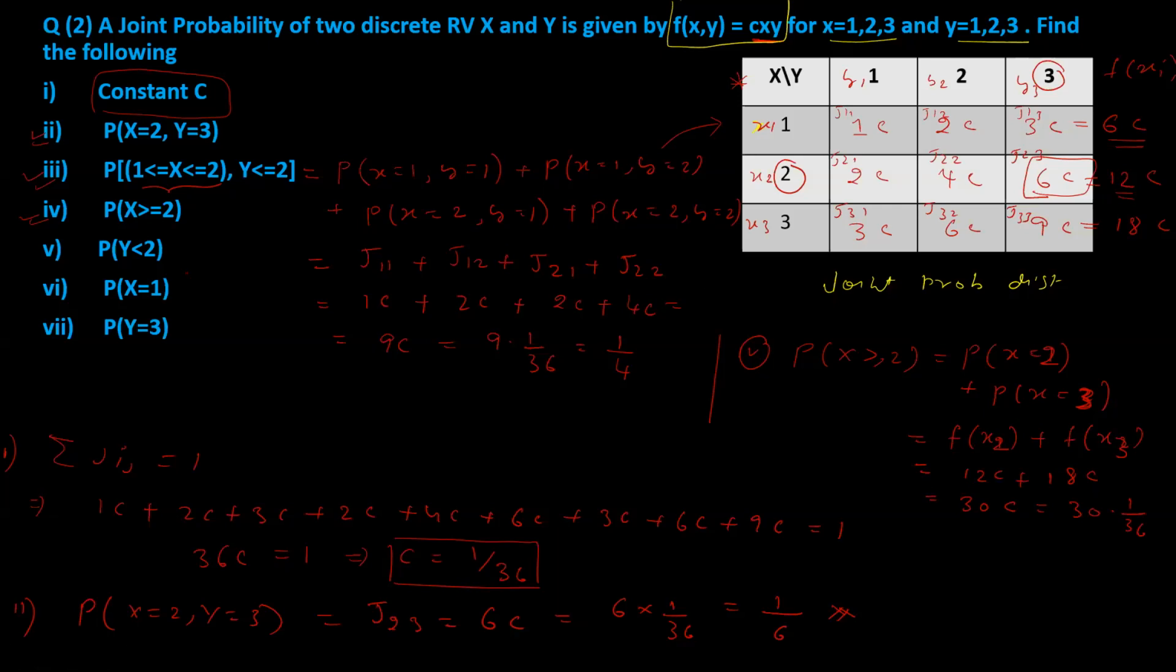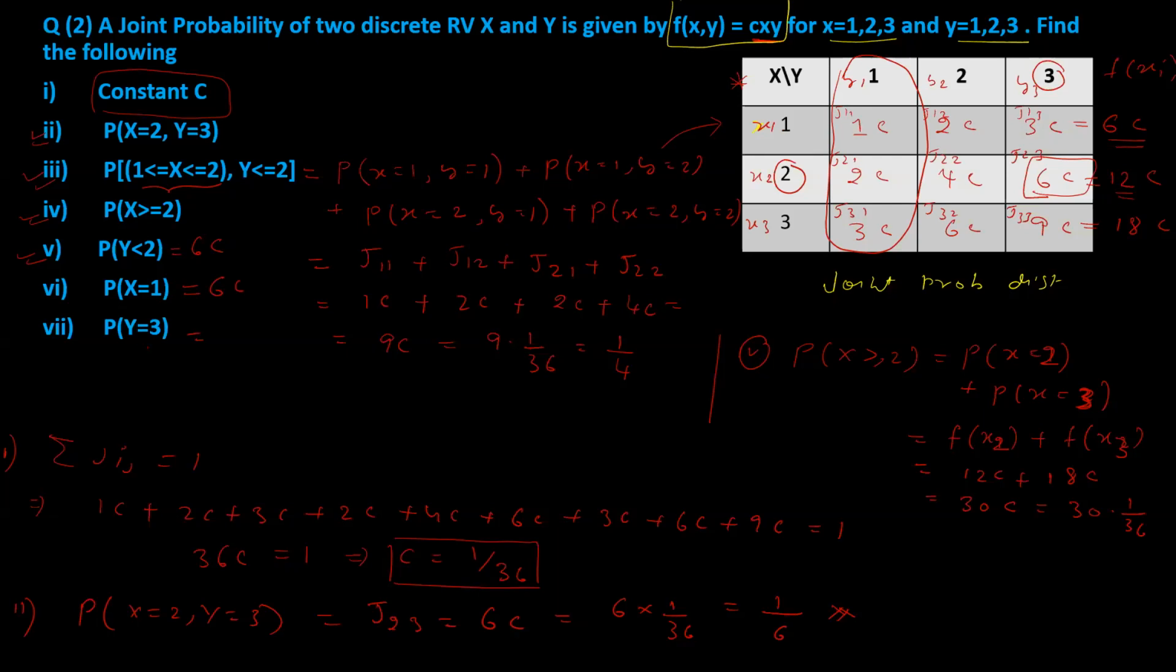Okay, so similarly, you can find the probability of y less than 2. Probability of y less than 2 means you have to take the column addition. So y less than 2 means here they're talking about the probability of y equal to 1 only, less than 2. So in this column you have to take the sum of f of yj. So 3 plus 2 plus 1, 3, 4, 5, 6c. You will get the answer. I'll just quickly write it down here. So here you will get the value 6c. What is the probability of x equal to 1? It will be equal to 6c. So this is also 6c.